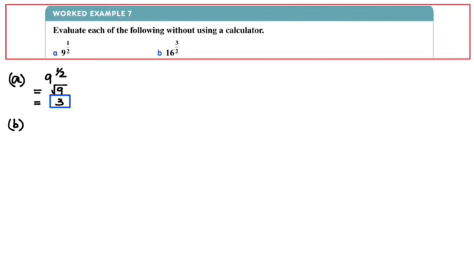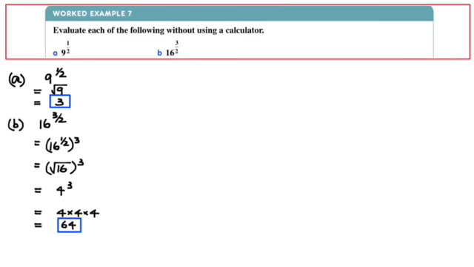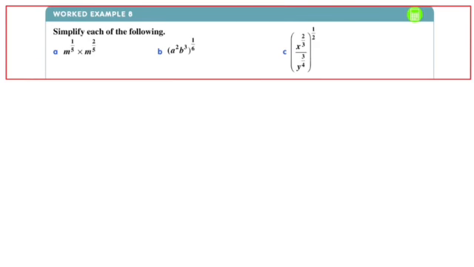In B, we've got 16 raised to the power 3 over 2. Now, what we can do is break that up as 16 to the half, all cubed. Because I know that 16 to the half is the square root of 16. So we have the square root of 16 cubed, okay? And therefore, we know that the square root of 16 is 4. So we have 4 cubed, which is 64, if you work it out. And that's your answer, guys. Pretty nice, huh? All right, let's do some more.